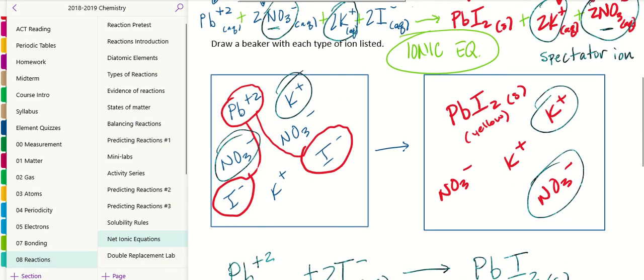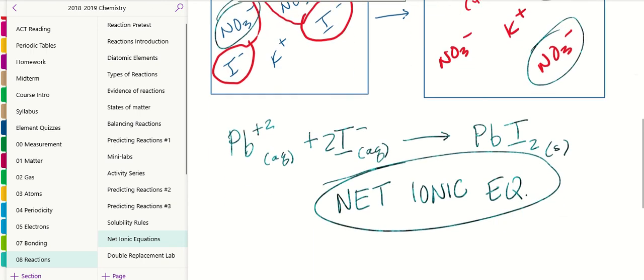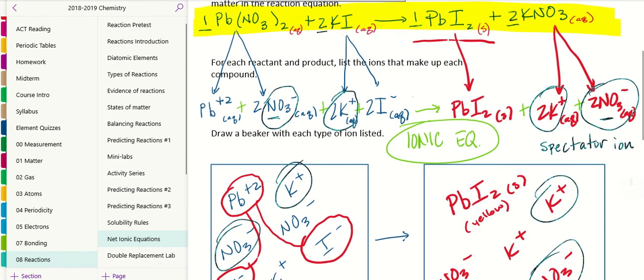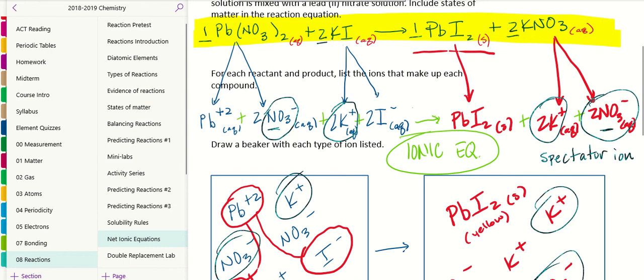There's my ionic. So for my net ionic, I just get rid of anything that's not doing anything. The only thing actually happening here is my lead plus 2 is reacting with my I minus. I get rid of everything else. This is my net reaction. This is what's happening. But my net ionic equation does not include my spectators. The spectators, I leave out.